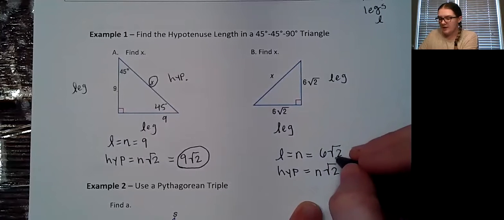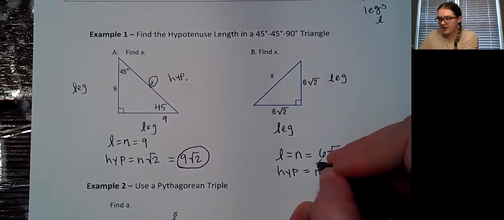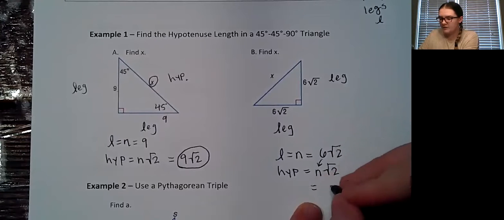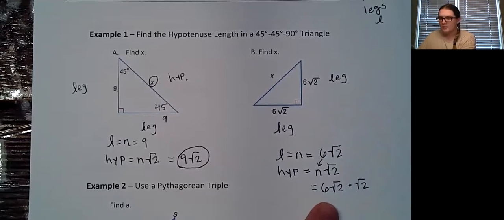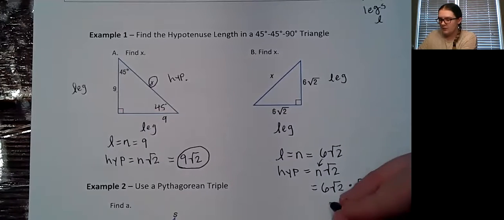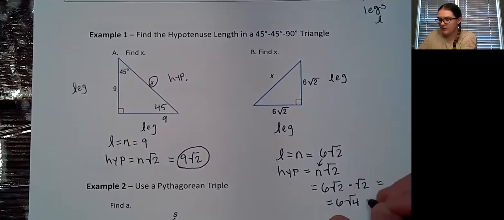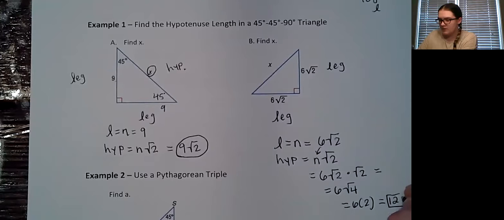Okay, so here, be careful. We're going to plug in this entire value for n to find our hypotenuse length. So that's going to give us 6 square root of 2 times the square root of 2. And we can simplify this. We know that the square root of 2 times the square root of 2 is just the square root of 4. Then we have 6 times the square root of 4. We know the square root of 4 is 2. So that gives us 6 times 2. So the length of our hypotenuse in our second triangle would be 12.